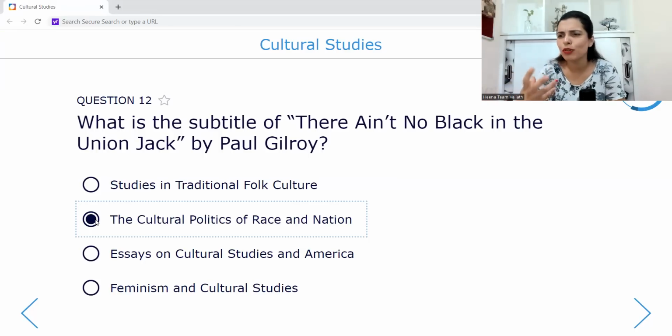What does this book talk about? It talks about racial politics in the UK. So connect it: racial, black, race. There Ain't No Black in the Union Jack, The Cultural Politics of Race and Nation, talks about racial politics in the UK, by Paul Gilroy, published in the year 1987. Easy.